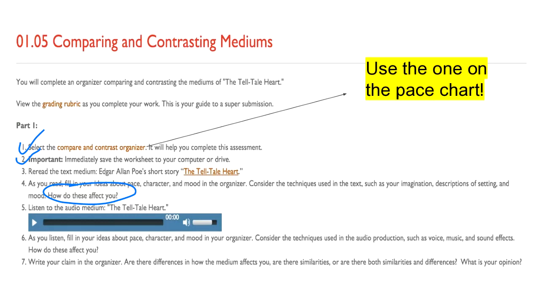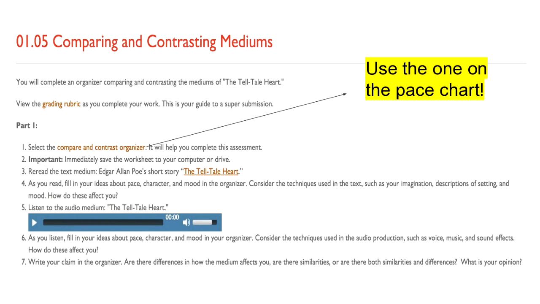And then in 1.05, the instructions, I need to click right here and I need to listen to the audio medium, The Telltale Heart. Now, because this is on a PDF, I can't click and play it right from here. But in your instructions, you can click on this on lesson 1.05 and when you click, it will play the audio recording of The Telltale Heart. And then I want to go back down here. As I listen, fill in your ideas about pace, character, and mood in your organizer.